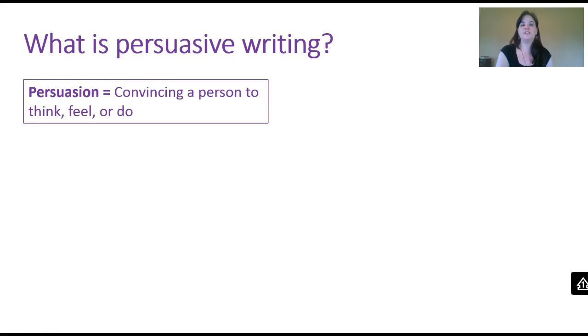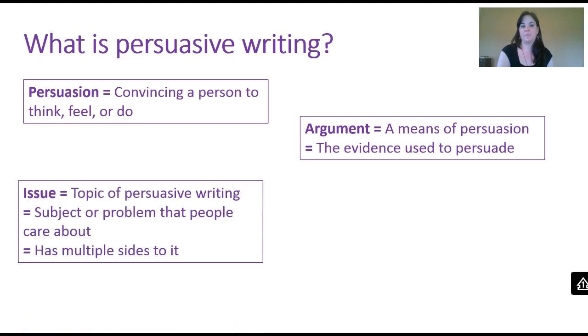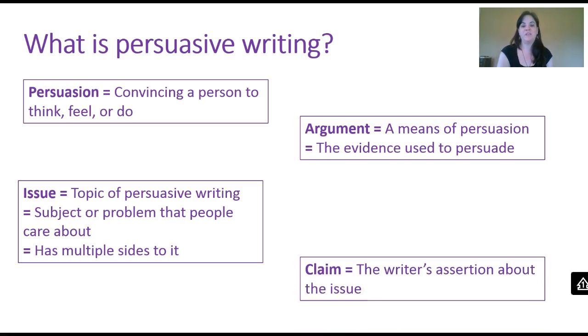Persuasion means that you're convincing a person to think, feel, or do something. An argument is a means of persuasion. This is the evidence that is used to persuade. An issue is the topic of persuasive writing. It's the subject or problem that people care about, and it's something that has multiple sides to it. People can look at it from different angles and take a different side or have a different opinion about it. A claim in persuasive writing is the writer's assertion about the issue.